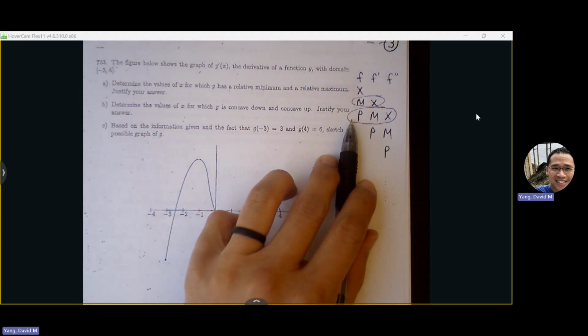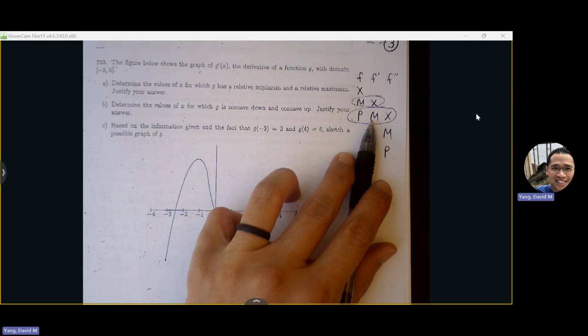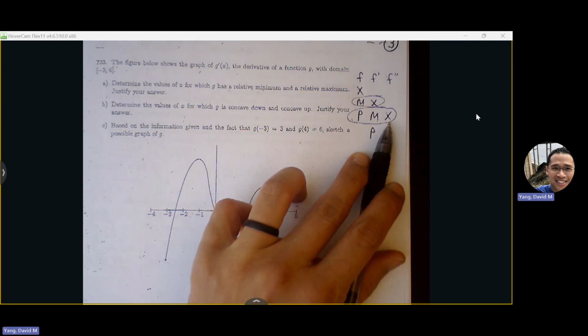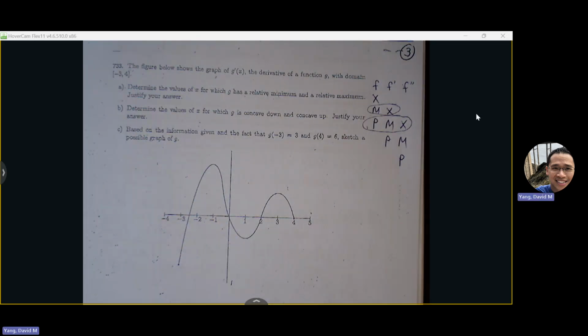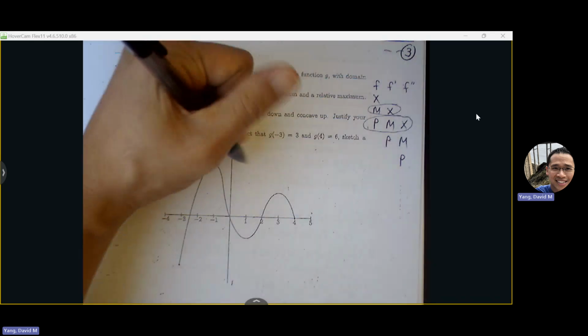So your point of inflection on the original graph will look like a max and min on your F prime, which will look like an x-intercept on your F double prime. All right, so let's see. Determine the values where our graph of G has a relative minimum and relative max. Keep in mind, this is the F prime graph.